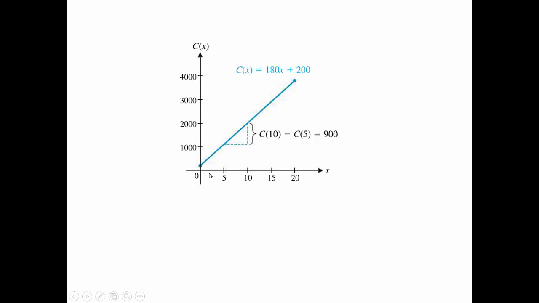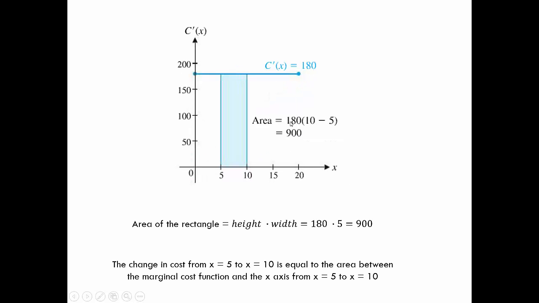If we look at the actual graph of this, we can see that we're looking at this change here, from what we just found, C10 minus C5. This, of course, is constant, meaning our slope is constant. We'll look at what the slope is. That was 180. If I graph the slope and I want to find the area underneath this line, I shade in this area, I have a rectangle, and I would simply take the height, which is 180, times the width, which is 5, because 10 minus 5 is 5, and I get that answer.